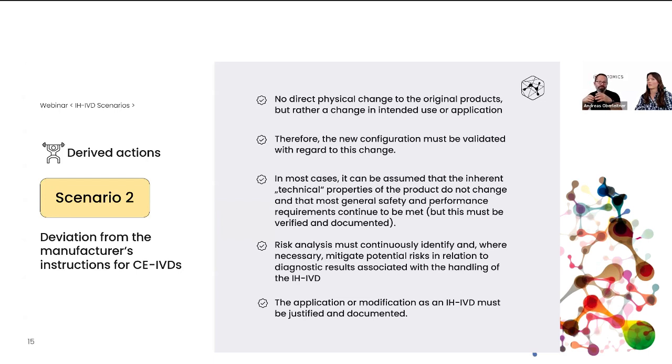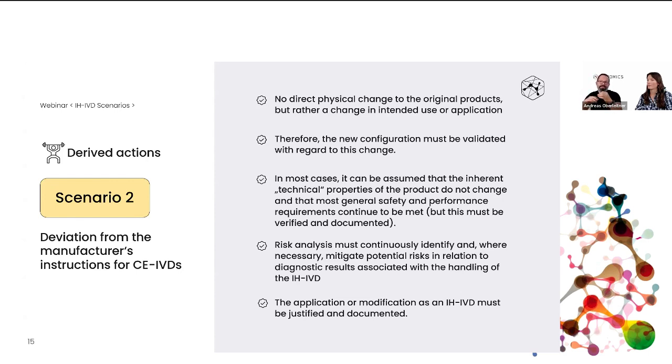You need to think: what was the change exactly and how could it affect my setup? What is the impact to be expected? In this direction, you need to think and also to validate. In most cases, I think the inherent technical properties do not change because you do not physically change the product. That also means that you're lucky in most cases. The general safety and performance requirements, the GSPRs from Annex 1, need to be checked anyway in every case because you have an in-house device. They might stay the same, but you still need to check them and tick them off in your documentation at least.